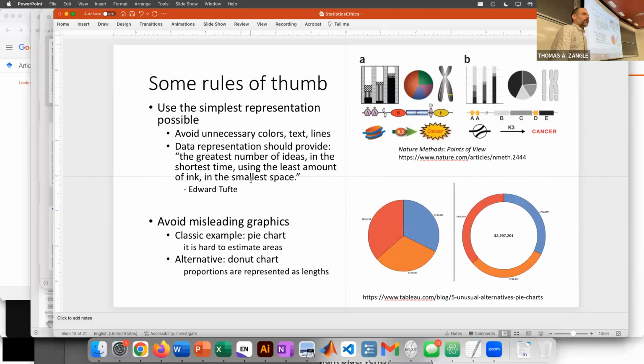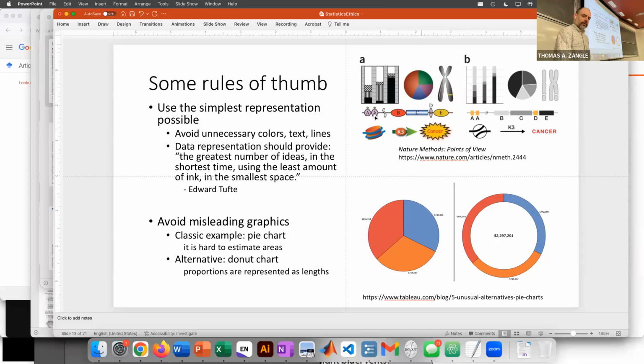So some general rules of thumb from this whole giant field: use the simplest representation possible. Avoid unnecessary colors, text, and lines. Just up here in panel A, this thing on the top left is really hard to read and draw conclusions from. This is a lot more clear, right? All of these colors here actually make it more difficult to see what's going on. This black and white, or grayscale, representation is actually a lot better.